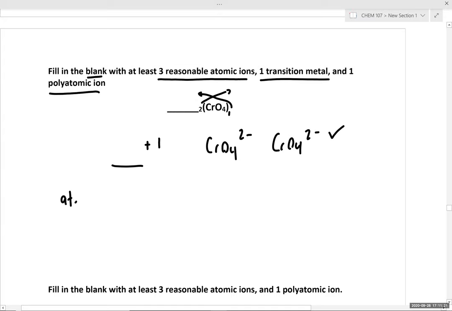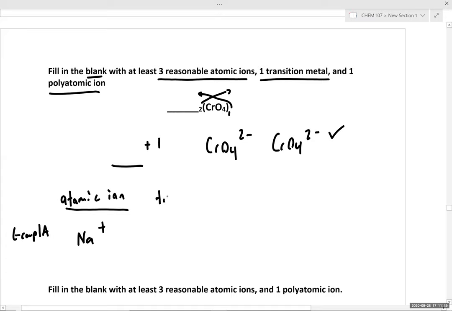So what atomic ion would have a charge of +1? Would someone like to help me out on this? Group 1A? Yes, and what would be a specific example of that? Like sodium? Yep, exactly right. So sodium plus would be one potential fit for this chemical formula.